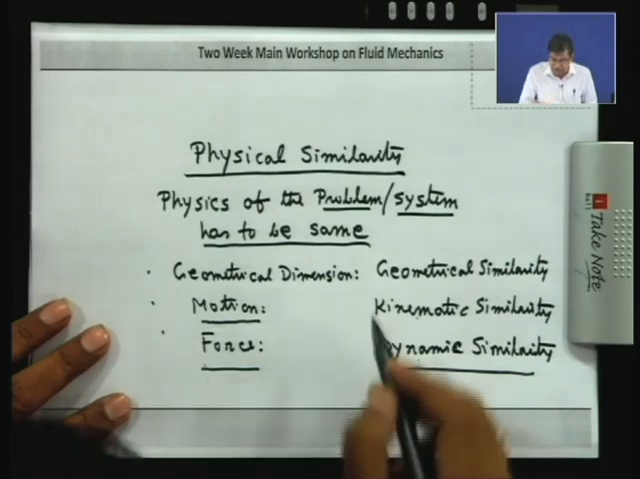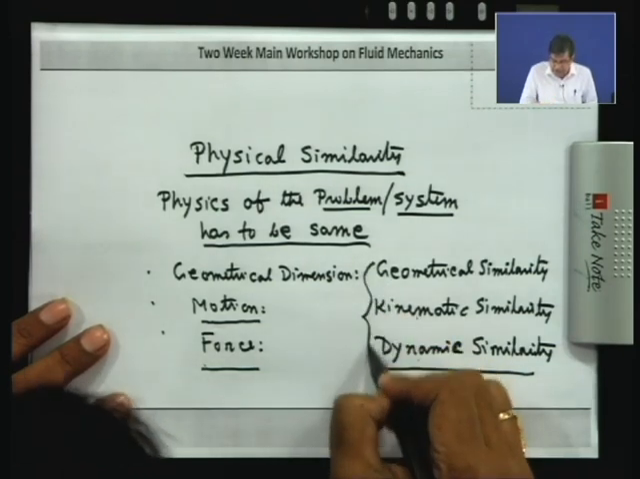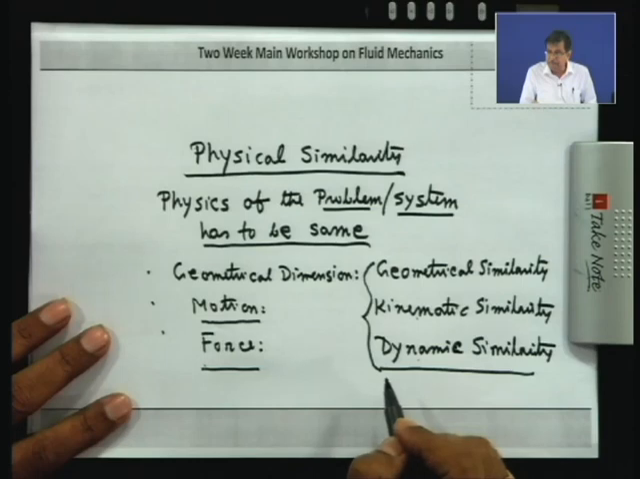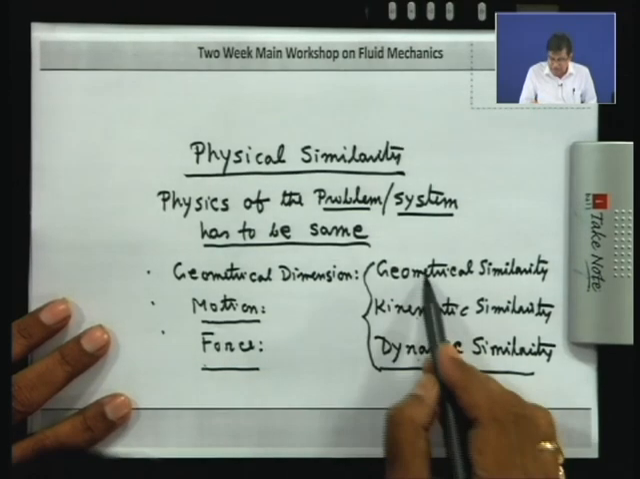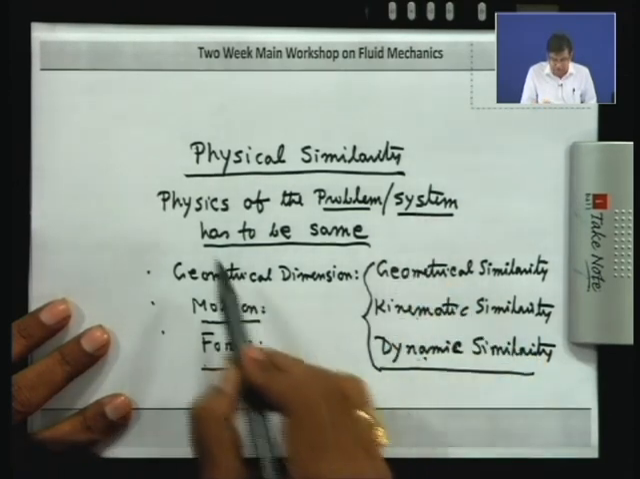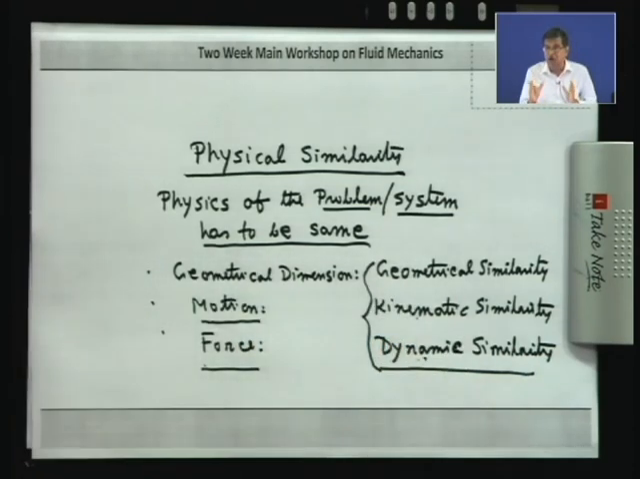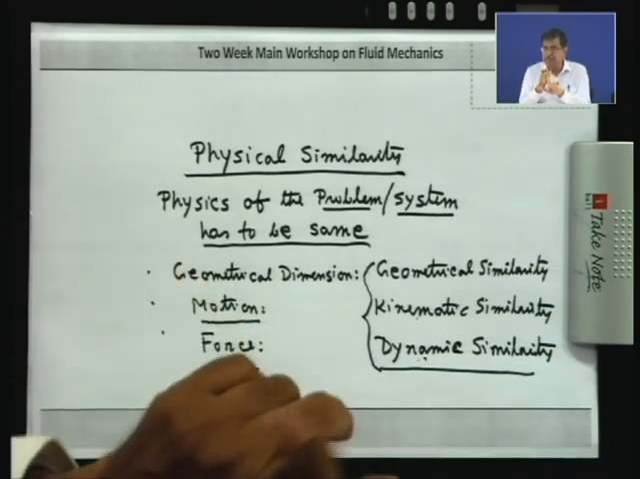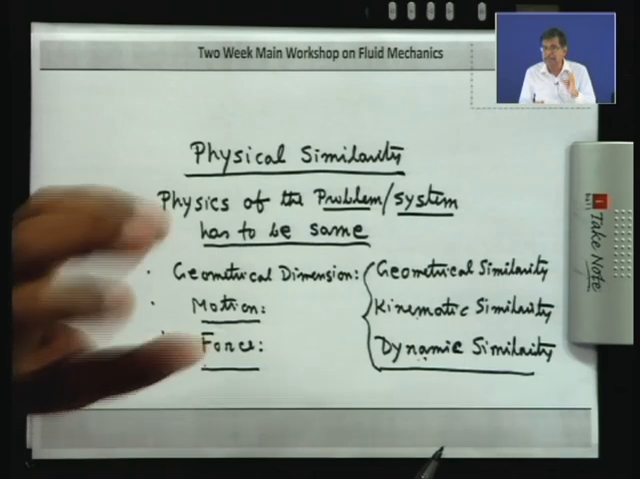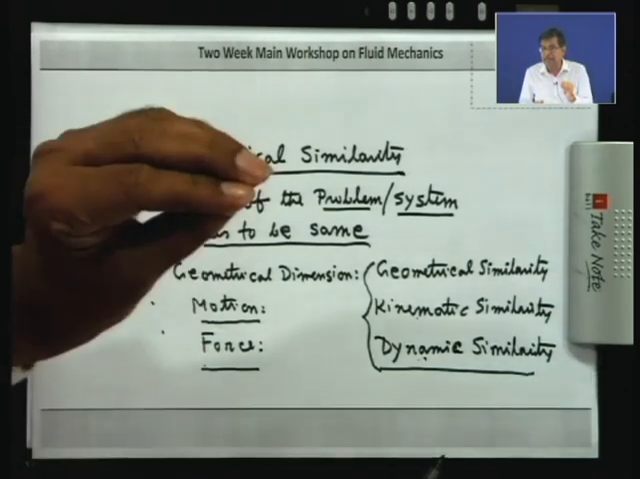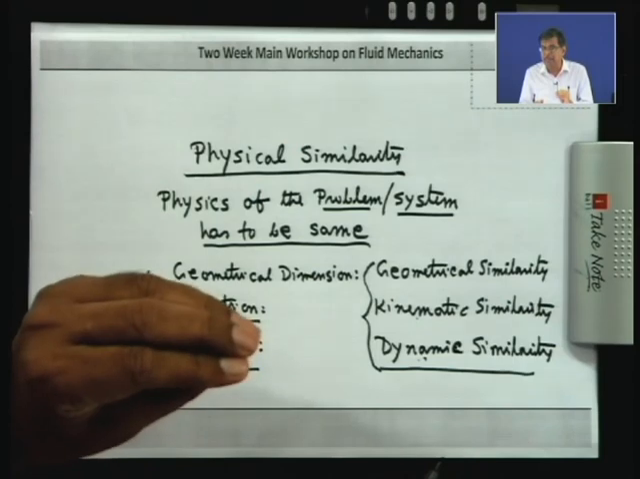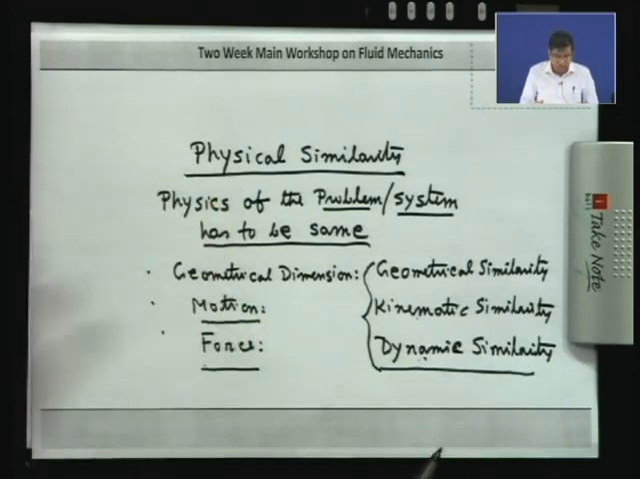But before that, I tell you, when these three similarities are maintained, that means when the three similarities exist between the two systems defined by the same physics, then we call the two systems to be in physical similar conditions. The entire physical similarity exists between the two systems. That means again the two systems have to be defined by the same physics, and all the three similarities, geometric similarity, kinematic similarity and dynamic similarity, have to be maintained. Okay. Now, let us go one by one.